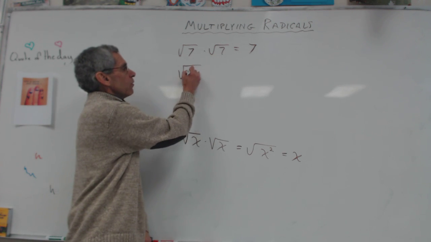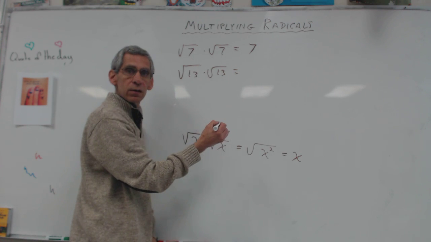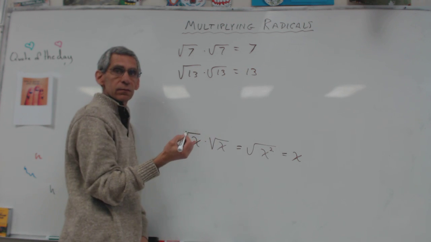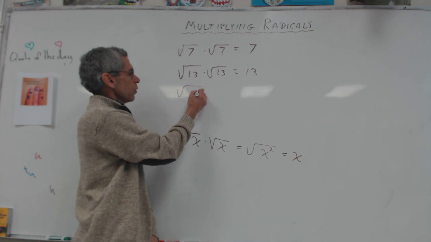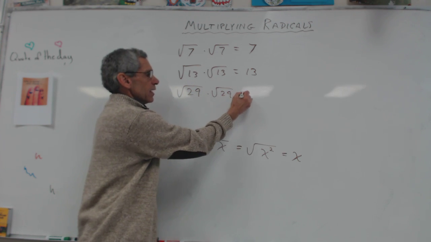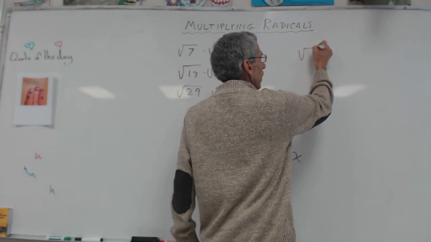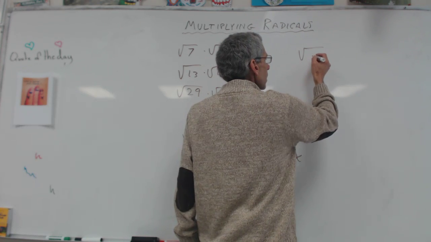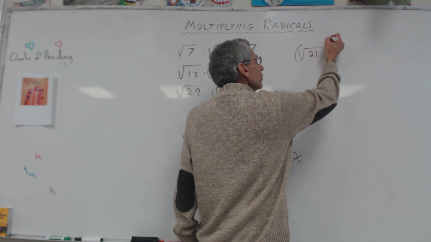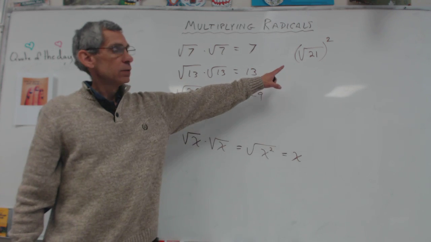All right, what's the square root of 13 times the square root of 13? 13. Are you guys all with me? What's the square root of 29 times the square root of 29? 29. What is the square root of 21 times the square root of 21? It's 21, Gary.